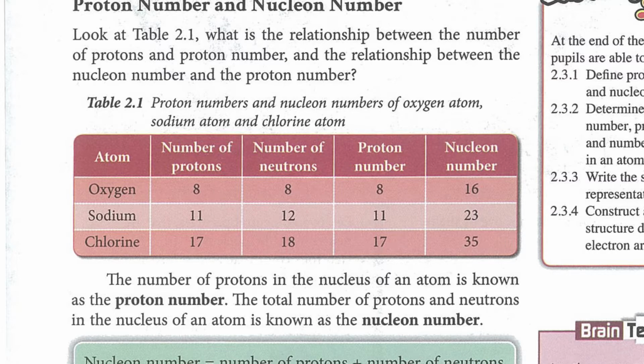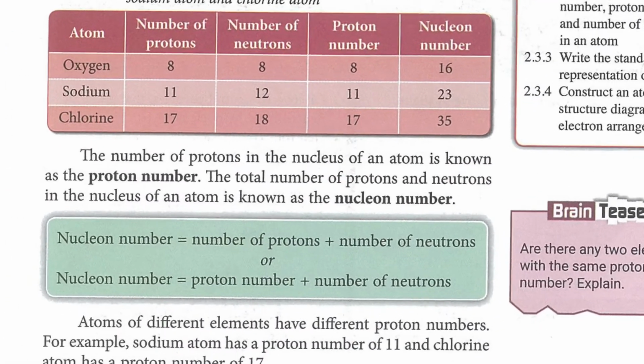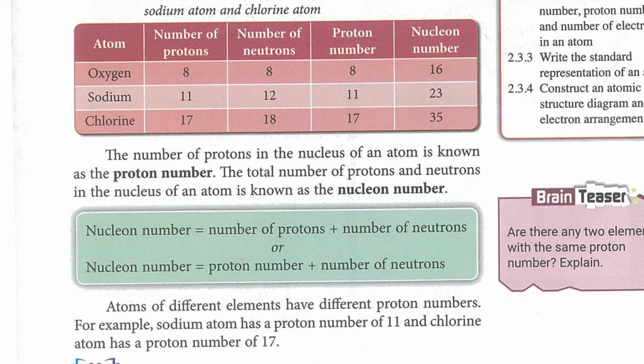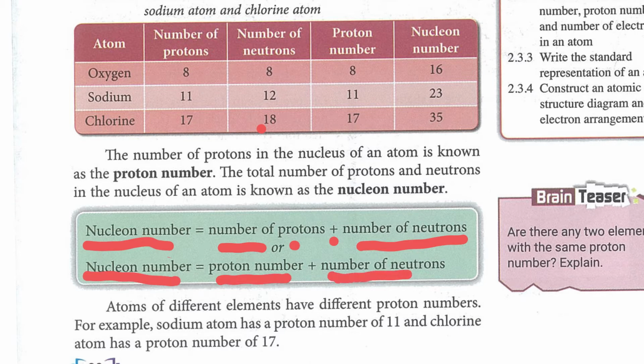So let us look at the relationship between nucleon number and the proton number. Okay, first you have to look at this one first. This is the formula that you need to memorize actually. There's a formula to remember this one, class. Nucleon number is equal to number of protons plus number of neutrons. Ataupun nucleon number is also proton number plus number of neutrons.